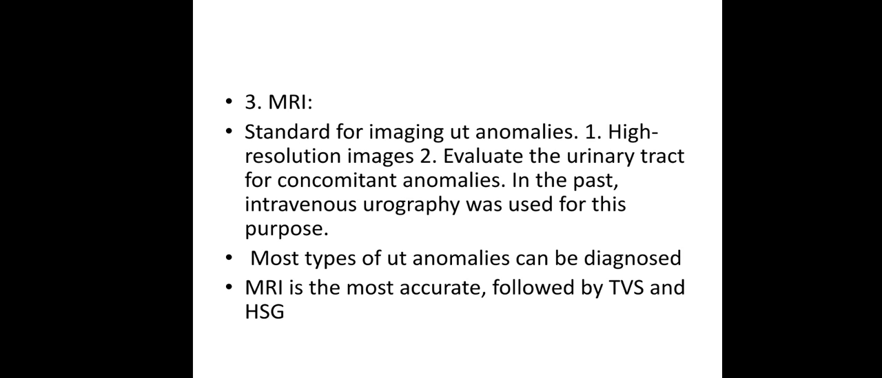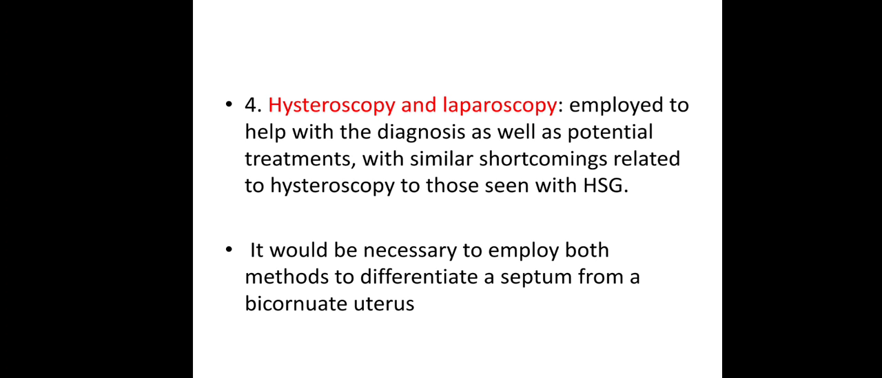MRI is the standard for imaging uterine anomalies, with high resolution images. Also, the advantage is that you can also look for urinary tract anomalies because we said they are developing together. These are mesodermal components. Both are developing very close to each other. So we know that urinary anomalies are more common in Mullerian anomalies. So you can look for that also. And most types of uterine anomalies can be diagnosed. MRI is the most accurate, followed by TVS and HSG.